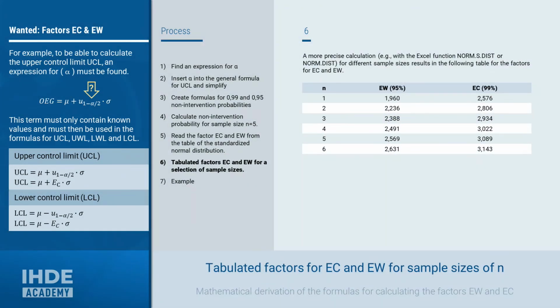A more precise calculation, for example with the Excel function NORM.S.INV or NORM.DIST for different sample sizes, results in the following table for the factors for EC and EW. Tables like this can be found in the relevant specialist literature.